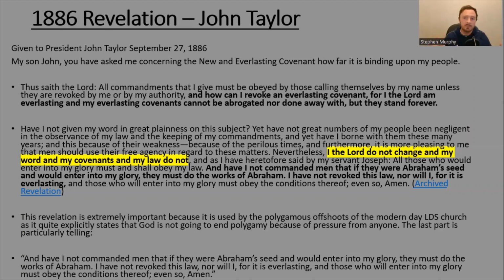We read that a lot in the scriptures. The Lord doesn't change. He doesn't command and revoke and change his mind.